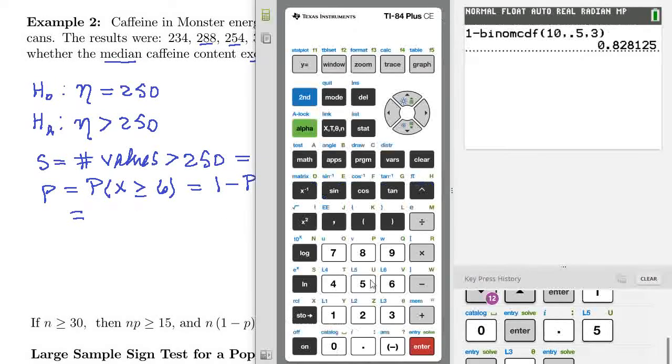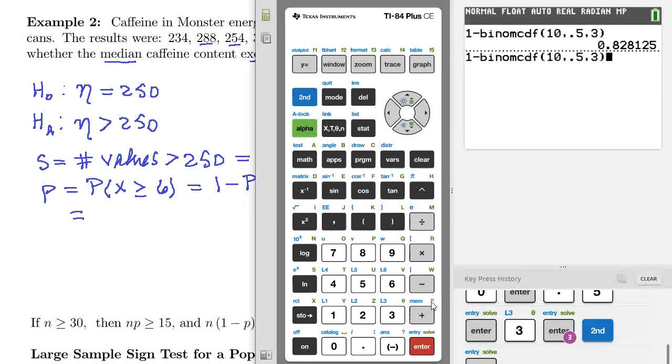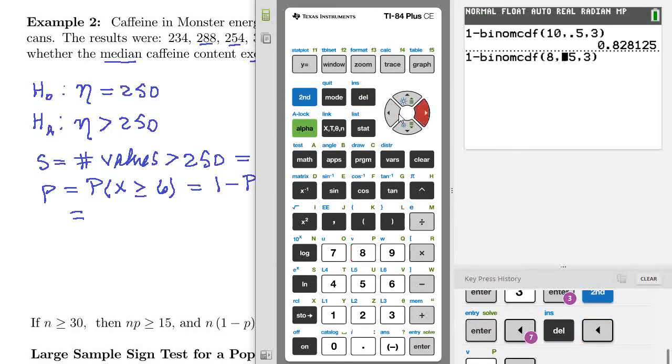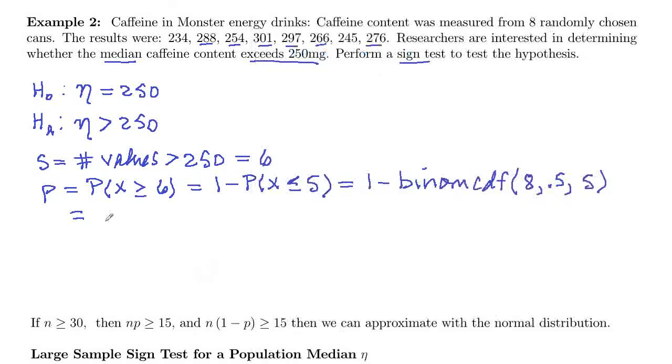So let's compute that. I'm going to go ahead and bring up second enter, and I'll just come back and edit this. So we want an 8 for n. P is still 0.5, and x we want 5 now. 0.1445. And that is greater than 0.05.